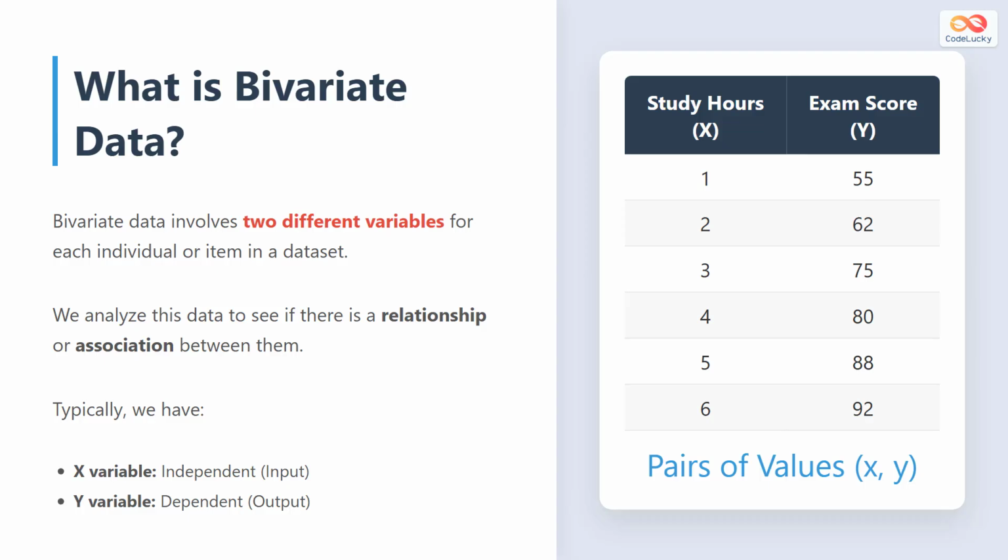First, let us understand what we are plotting. Bivariate data simply means data that involves two different variables. For example, if we measure the study hours and exam scores for a group of students, we have two numbers for each student. We call these the x variable, which is usually the input or cause, and the y variable, which is the output or effect.